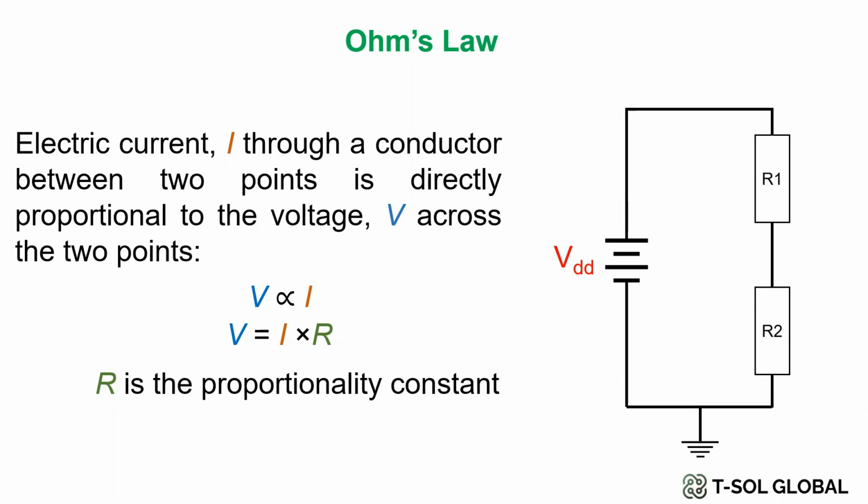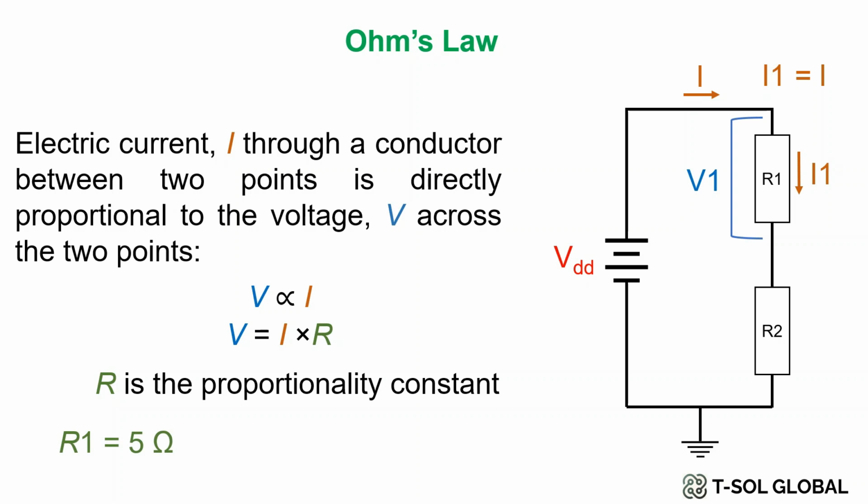Now the first circuit as an example has a DC source VDD and two resistors R1 and R2 in series, where we are considering the R1 resistor. Here V1 is the voltage drop across R1 and I is the total current of the circuit, where I1 is the current flowing through R1. Here I1 and I are the same current.